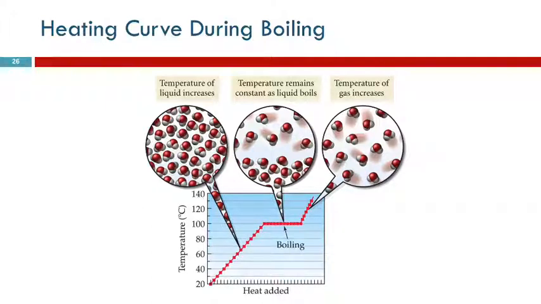So when you're cooking food in water, the highest temperature you can get is 100 degrees Celsius. If you use a pressure cooker, you can get to a higher temperature, maybe 110 degrees, and that's going to cause the food to cook faster.